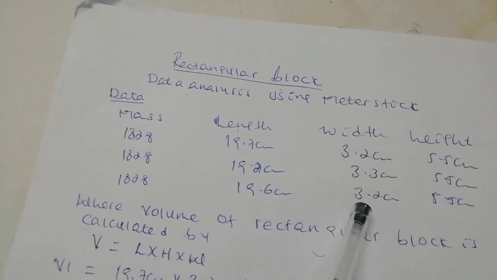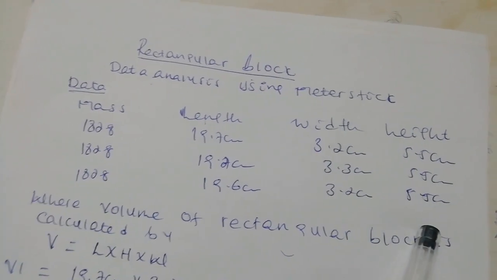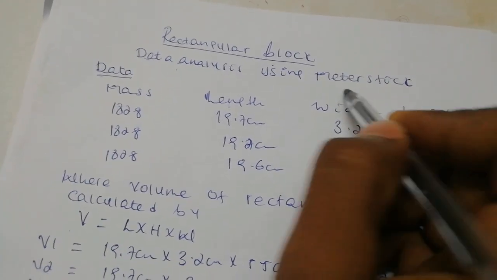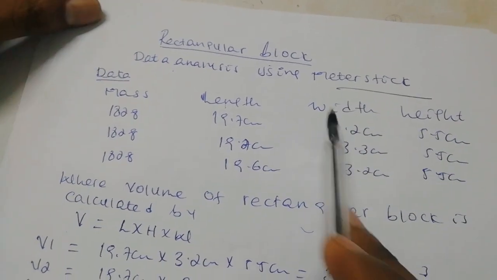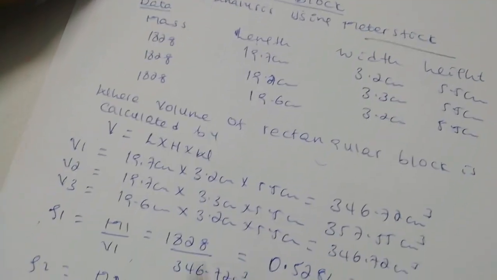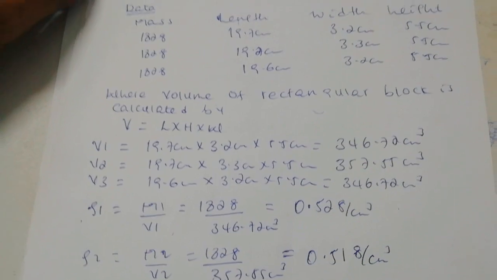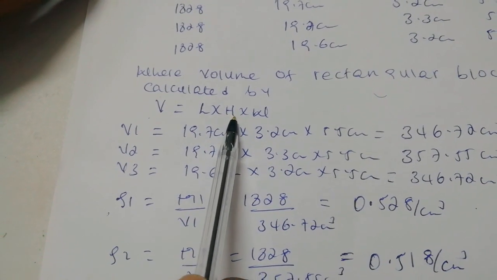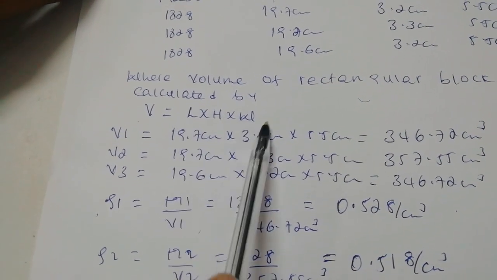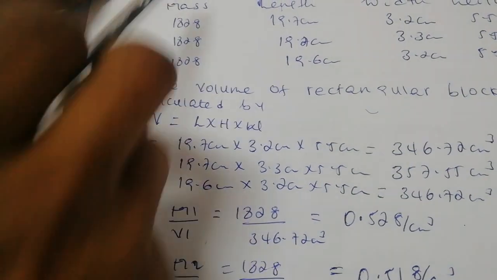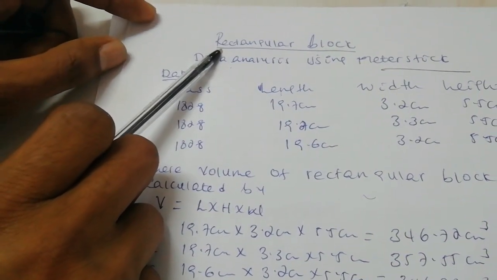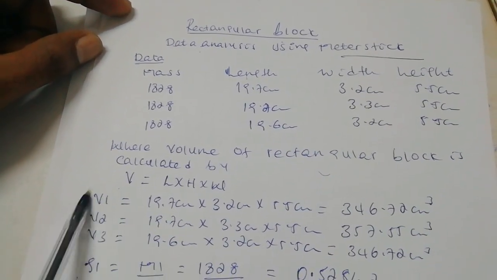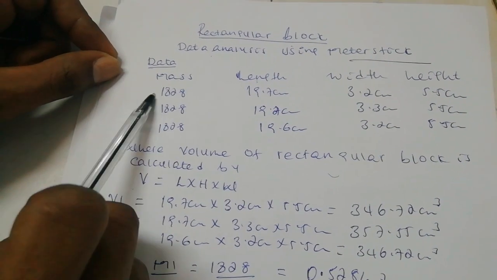We also measured the width like this. This is the height, using the meter stick. So these are the length, width, and height for the rectangular block using the meter stick. Then from this, when you find the volume for the rectangular block using the meter stick, the volume is given by the length times height times width. We multiply these three and we get the volume. Let us find the individual measurement for the volume based on the measurements.